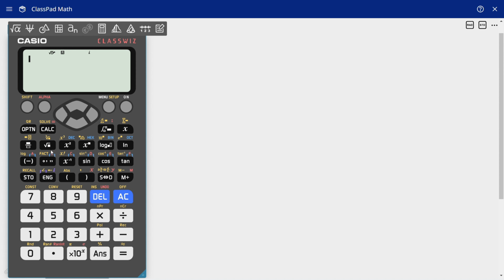You might be wondering, how can I get the imaginary number i? And you'll notice that it's over here in purple. But purple isn't one of the options. It's not shift or alpha or something like that. Instead, now the ENG button has been switched when you're in the complex mode. Now it is the imaginary number. So if I just click it, I get the imaginary unit.